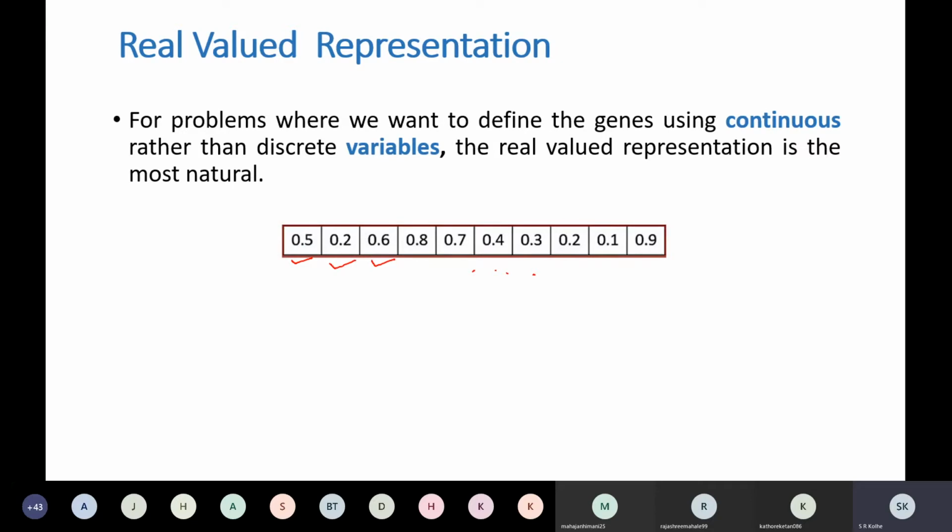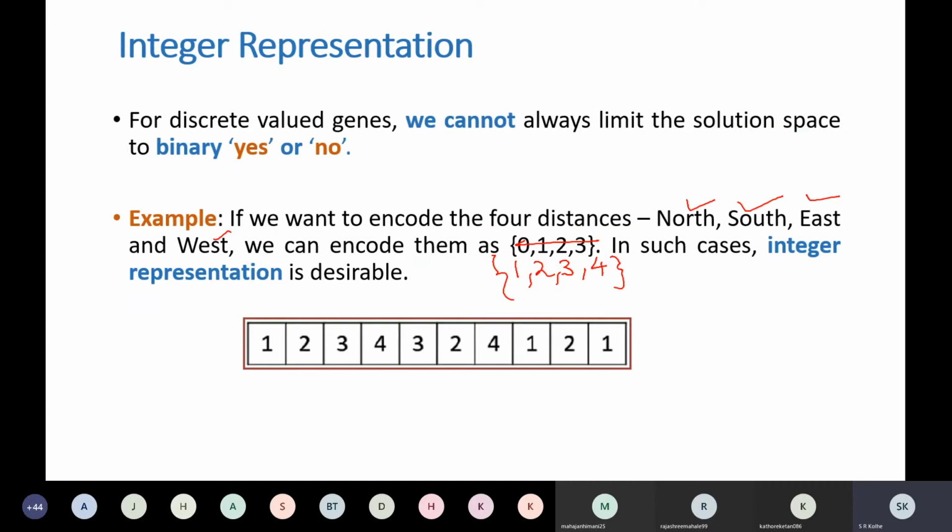Okay. So after binary representation, sometimes if your requirement is continuous, if variables are continuous, in that particular case we use a set of real numbers for representing a solution. For example, 0.5, 0.2, 0.6 up to 0.9. This represents a solution for some problem where variable 1 value is 0.5, variable 2 value is 0.2, and so on. That means it is continuous. Such a representation is called real valued representation.